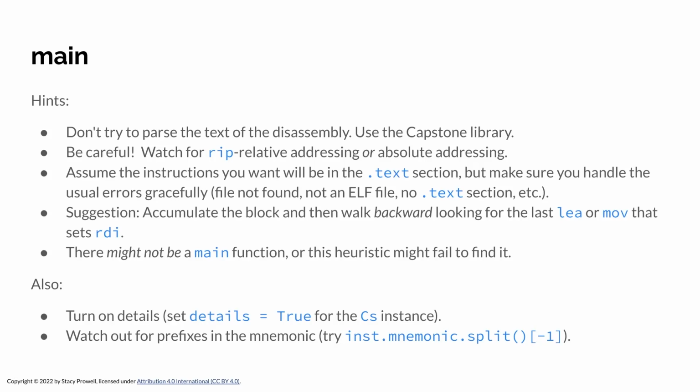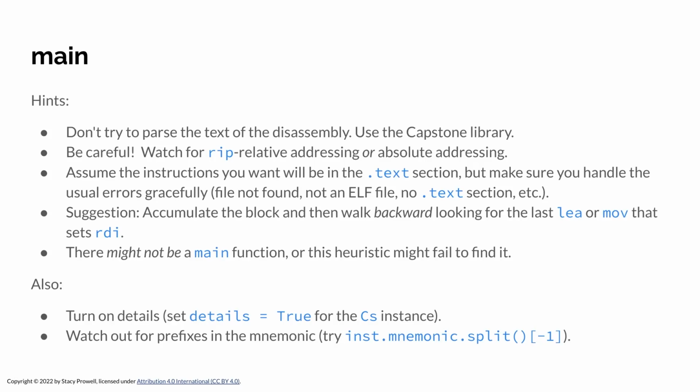Assume the instructions that you want will be in the text section, but make sure you handle errors gracefully because there might not be a text section. Accumulate the block. This is my suggestion to you. Just shove all the instructions into an array, and then walk backward through the block looking for the last load effective address or move that sets RDI. And when you find it, figure out what value RDI is being set to, and you're done.